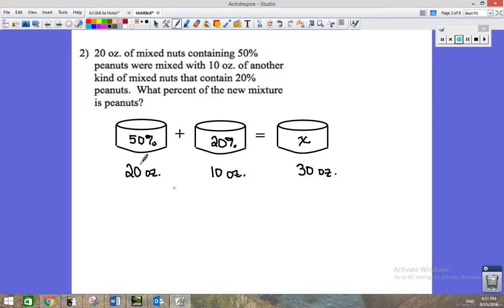All right, so we do like we did last time. We're going to add up just the weight of the peanuts. So we've got 50% of 20, 20% of 10, and we've got 30 times x. All right, so half of 20 is 10. Multiplied by 10, and I'll move the decimal point over one place.